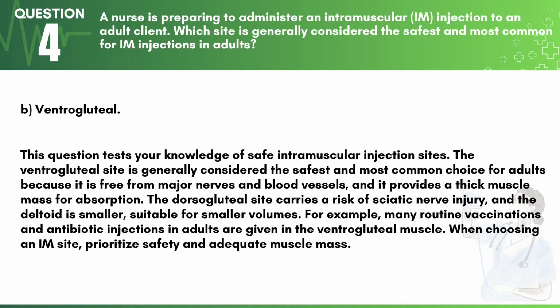Answer: B. Ventrogluteal. This question tests your knowledge of safe intramuscular injection sites. The ventrogluteal site is generally considered the safest and most common choice for adults because it is free from major nerves and blood vessels, and it provides a thick muscle mass for absorption. The dorsogluteal site carries a risk of sciatic nerve injury, and the deltoid is smaller, suitable for smaller volumes. For example, many routine vaccinations and antibiotic injections in adults are given in the ventrogluteal muscle.